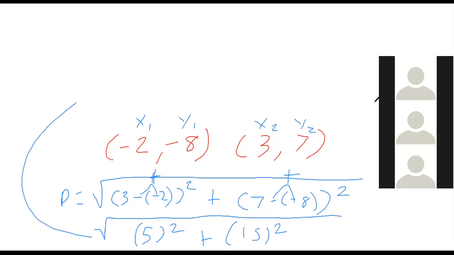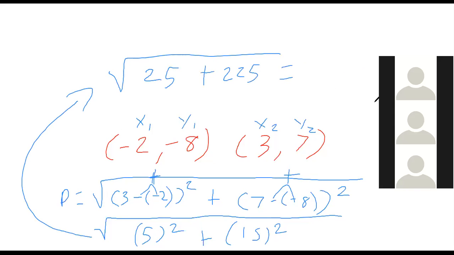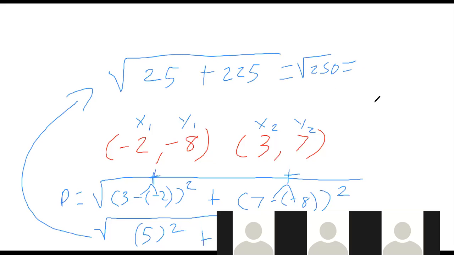If we do 5 squared, that should be 25. And then 15 squared should be 225. So we add those two together, that's 250. Which is... 15.81. There we go, 15.81. Okay, so our distance is about 15.81.